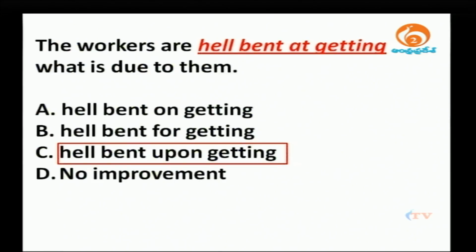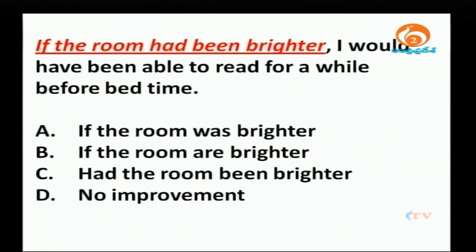Now, hell-bent at or hell-bent upon, these are prepositions, upon and at. So upon is the correct form in this particular question. All right, so this was an example. Let's look at the first question which you need to solve.